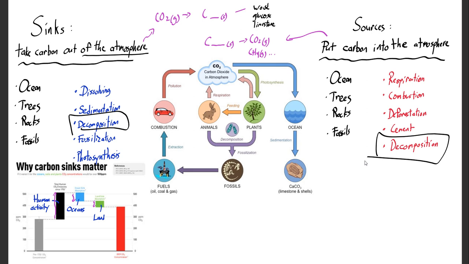Decomposition can put carbon into the soil, but it also is done by living things, and those living things do cellular respiration, which means that they are taking some of that carbon in living or dead material and putting it back into the atmosphere as CO2.